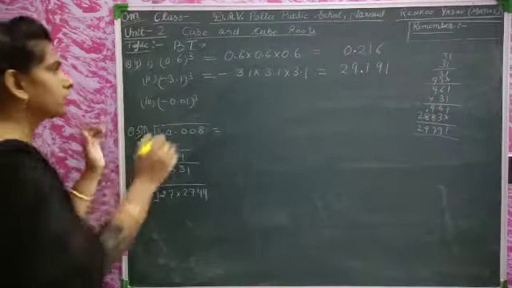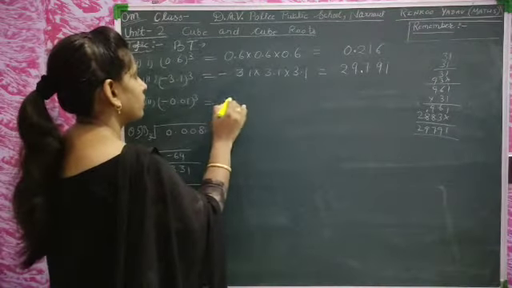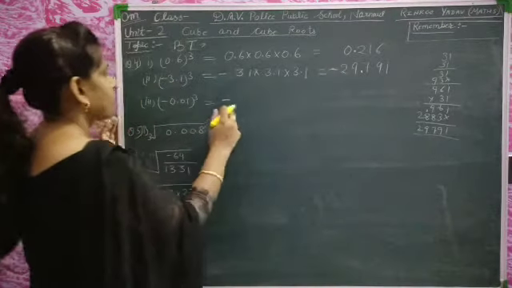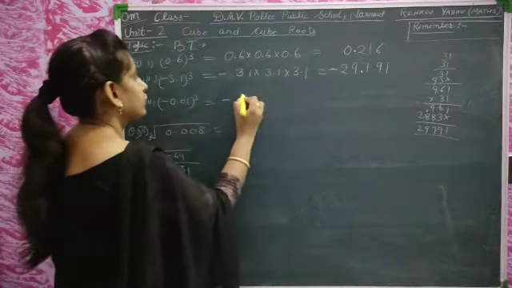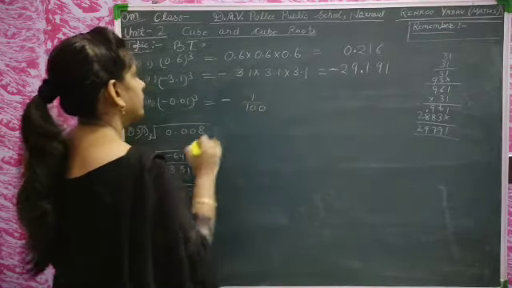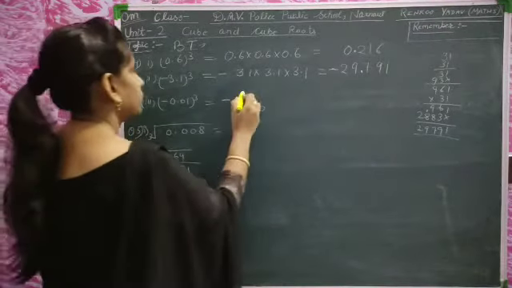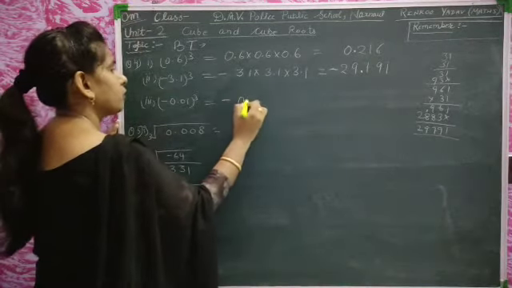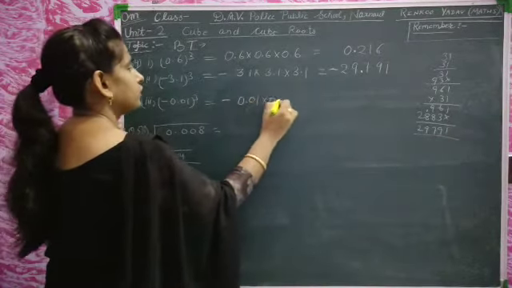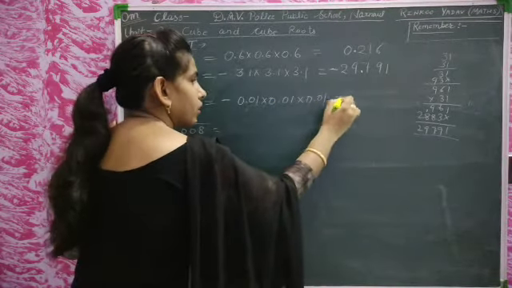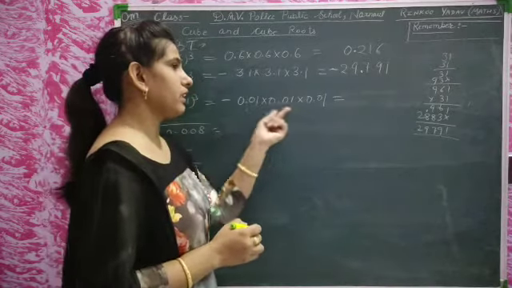Now we will do the next question. There is a next question here. We will put here the negative sign first. This is the minus sign. And here is 0.01, that is 1 divided by 100, into 0.01 into 0.01. Observe the decimal here.